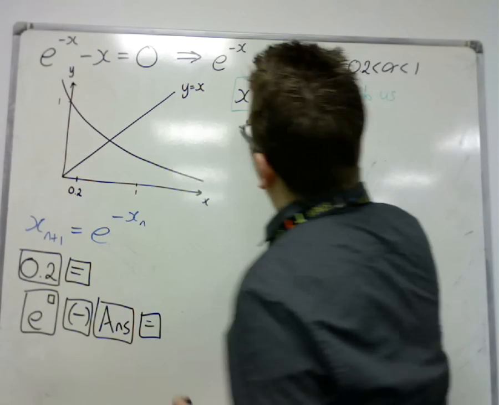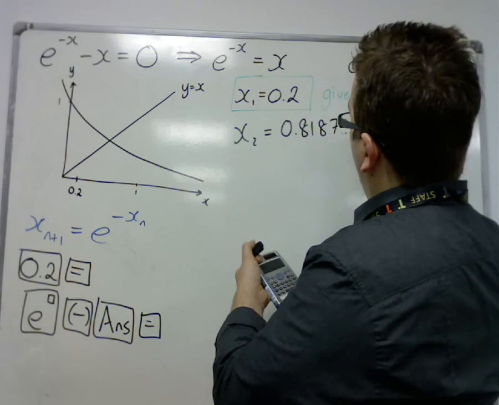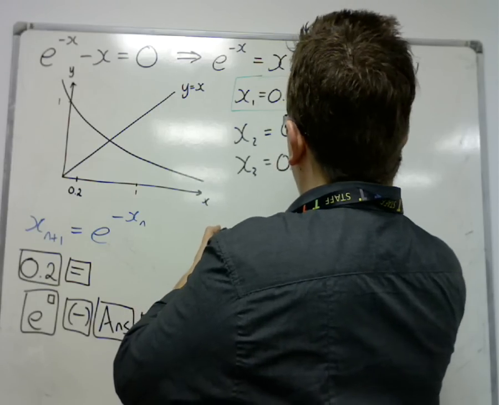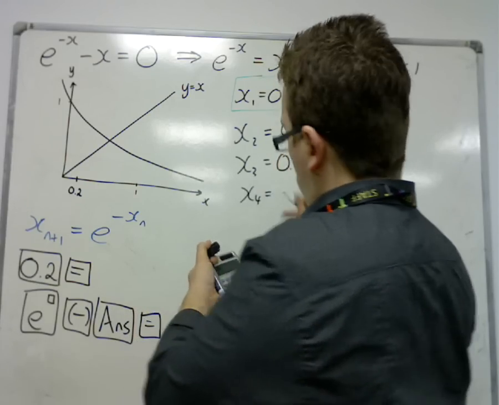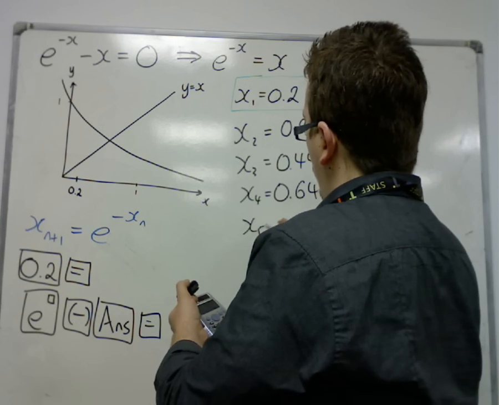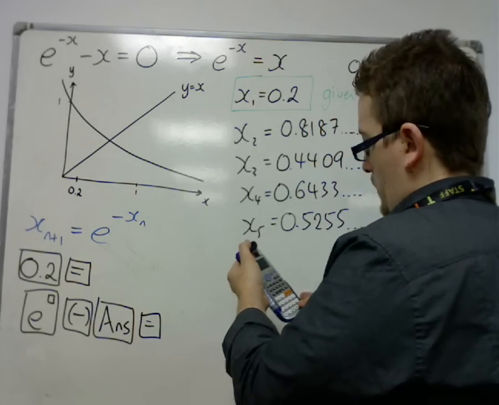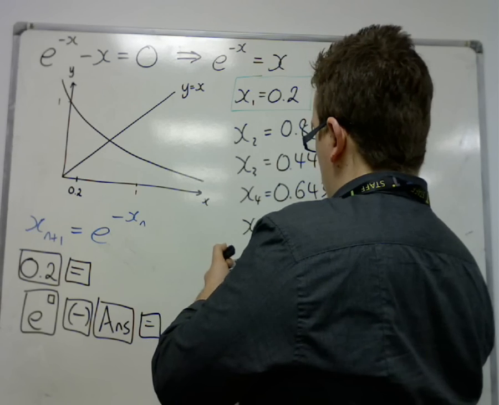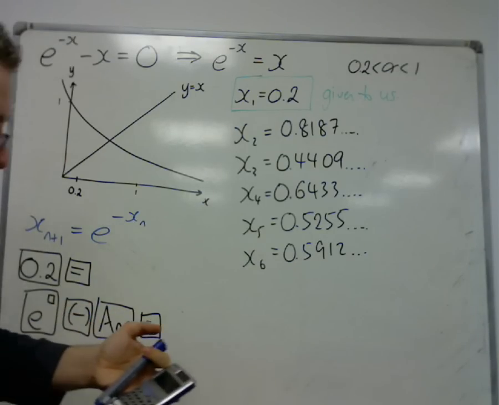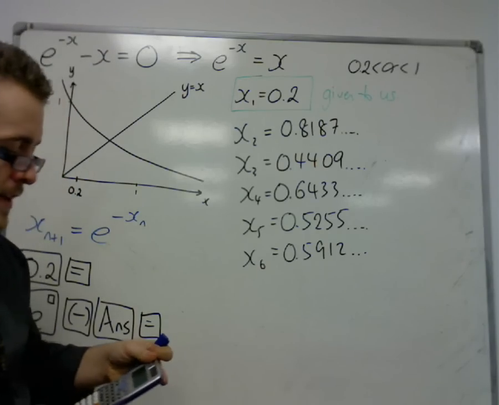What we get is x2, which is 0.8187. Press equals again, x3 is 0.4409, x4 is 0.6433, x5 is 0.5255, and I'll keep going. One more, x6 is 0.5912. And then you can keep pressing equals as many times as you like, and your calculator will be homing in on an answer.